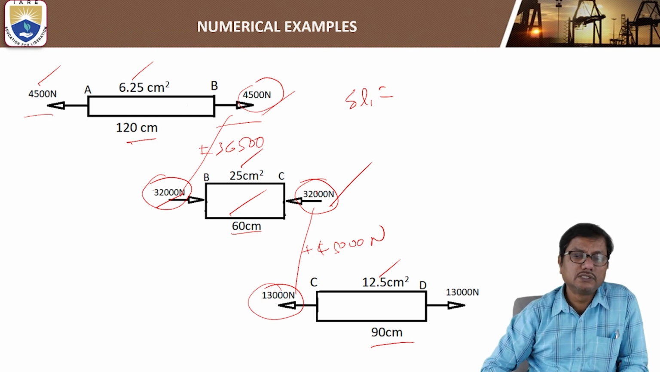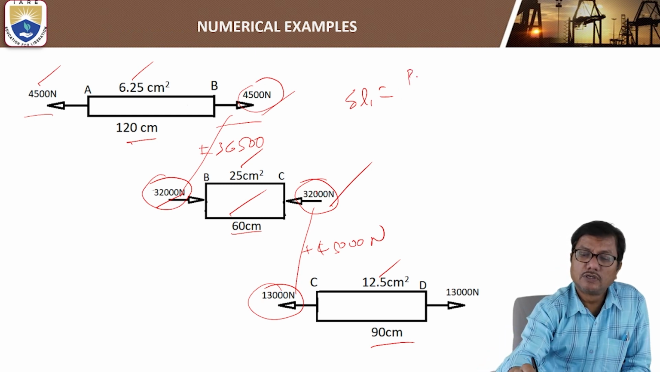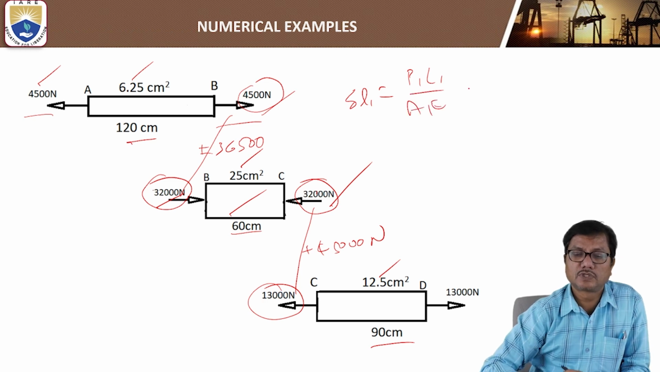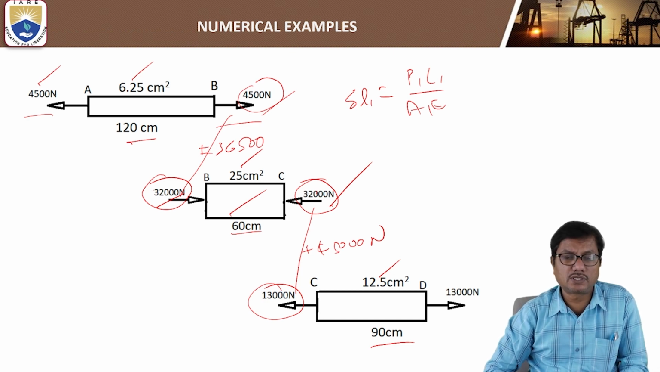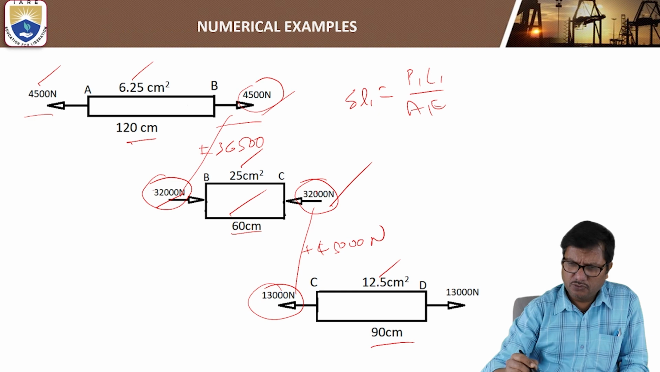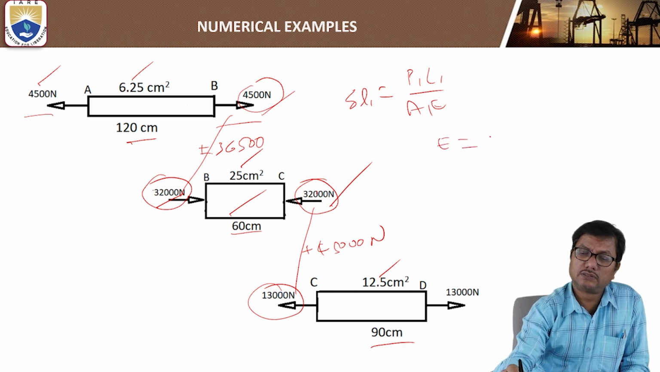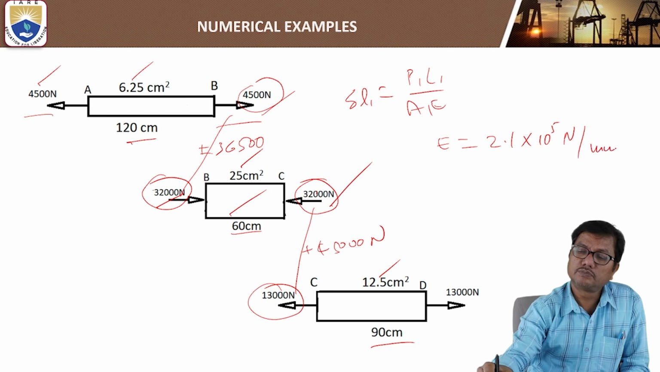Now the extension of portion AB is P1 L1 by A1 E. Here P1 is 4500 newtons, L1 is 120 centimeters, A1 is 6.25 centimeters square, and E is 2.1 into 10 power 5 Newton per mm square.